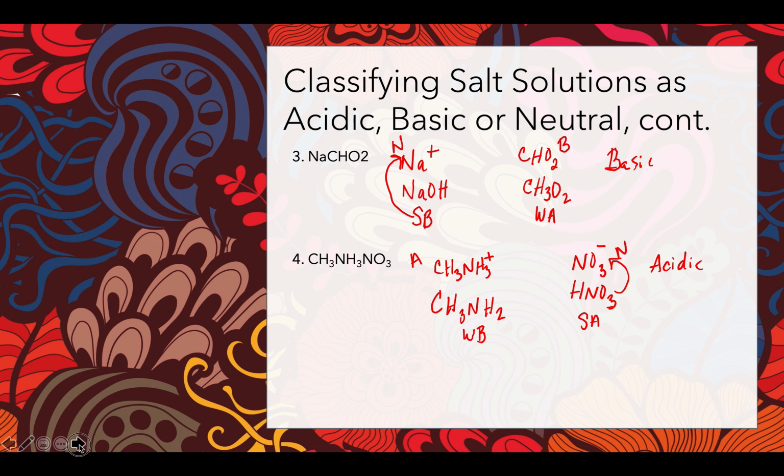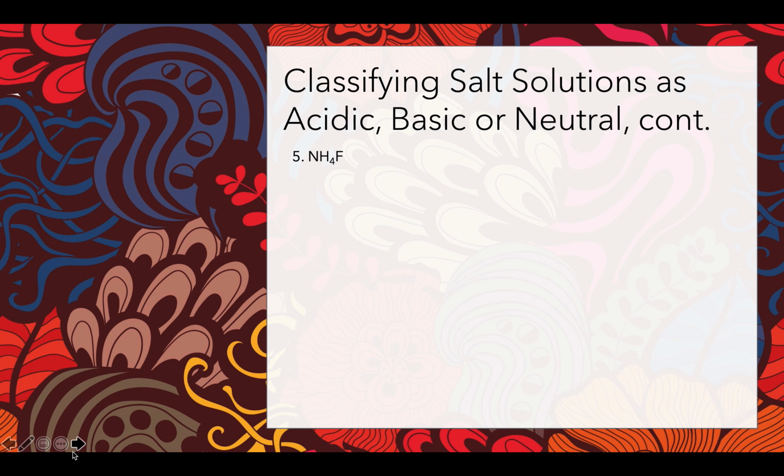And I think I have one more example. Yes, I sure do. Okay, so this one is very interesting. Let's break this one up. There's that ammonium, and there is the fluoride ion. So NH4, the base that it comes from, is ammonia, which I've already just told you is a weak base. And then the fluorine, the acid it comes from, is hydrofluoric acid, which once again is a weak acid.